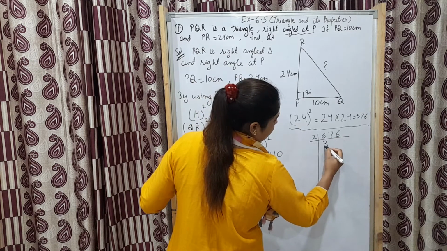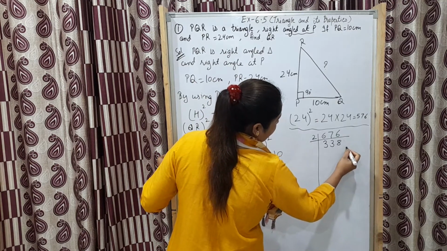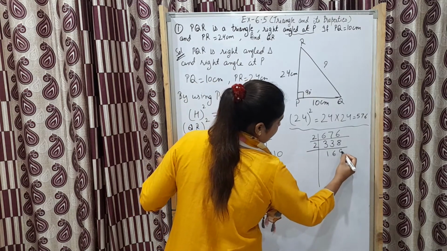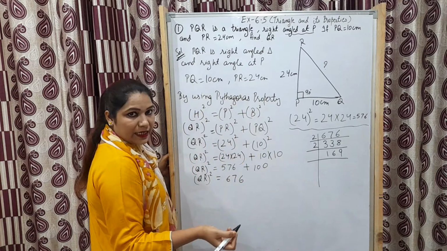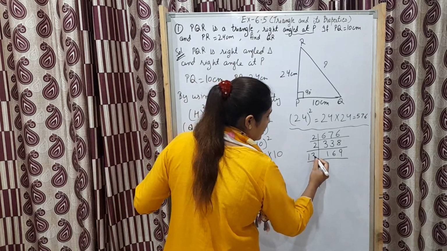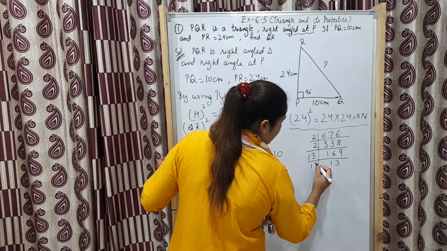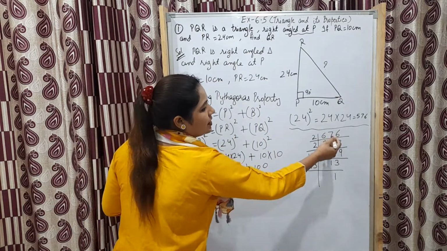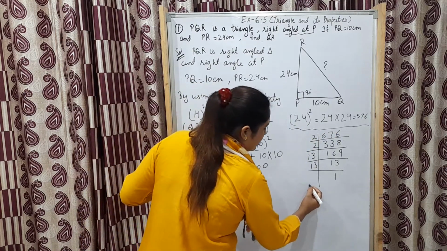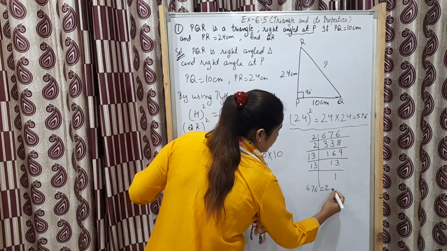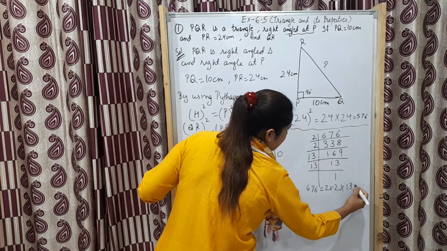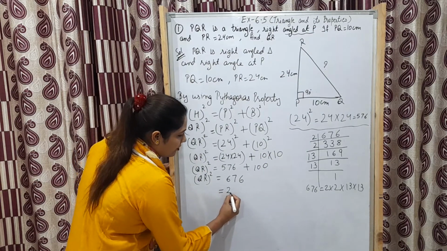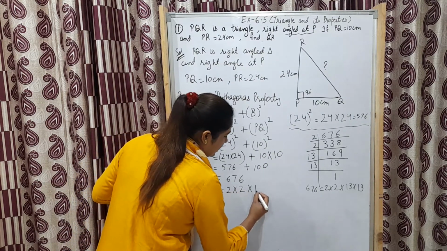On the table of 2. Again on the table of 2. Then 169 on the table of 13, because 13 into 13 is 169. Now it means 676, you can write 2 into 2, 13 into 13. Here it is 676. You can write 676 in this way.